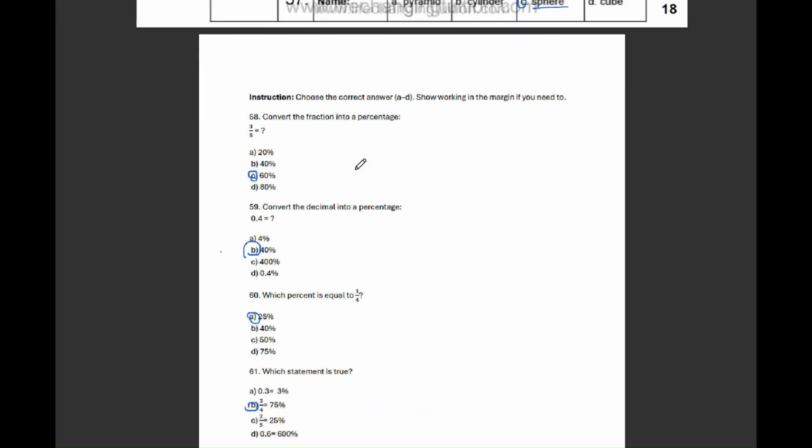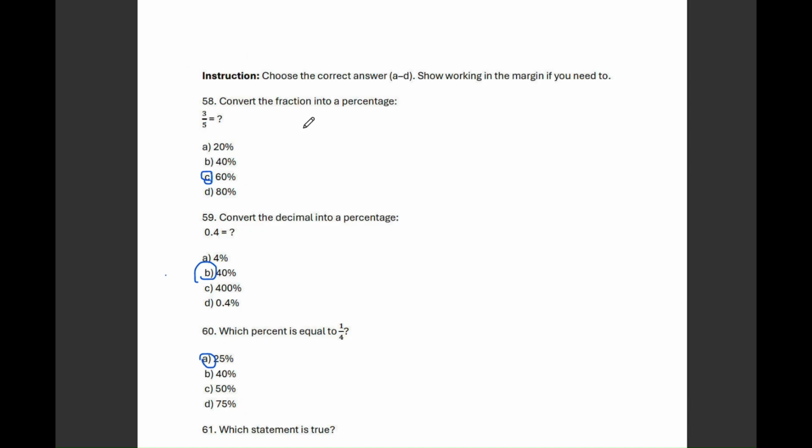Question 58. Convert 3/5 to a percentage. Options: A, 20%, B, 40%, C, 60%, D, 80%. Why not? 20, 40, 80 are not equal to 3/5. Answer: C, 60%. Formula/working: 3 divided by 5 times 100 equals 60%.